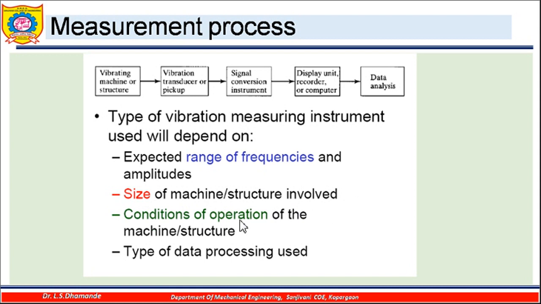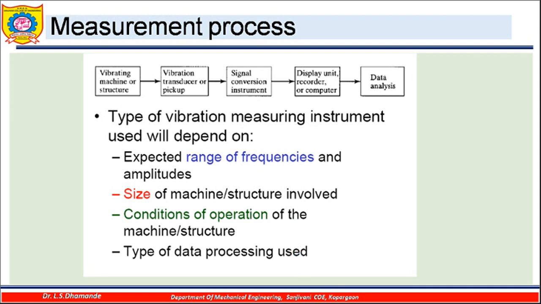Then the conditions of operation of the machine or the structure: in which condition and how these systems are actually working. According to that you have to choose the type of instruments and the type of data processing used. Depending on that, you also have to make use of the particular vibration measuring instrument.